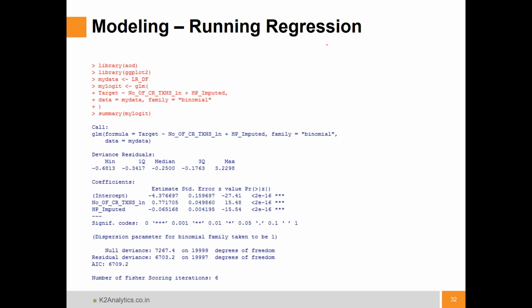To build the model, the step is very simple. We have to use a GLM function. We specify the target. We want to build the target as a function of variables. So all the variables with respect to which we are trying to build the model have to come here. These variables are in which data set? We have to specify the name, and family is binomial because our target is dichotomous. And when we run summary, we get a summary output. So let me quickly run this step in R.